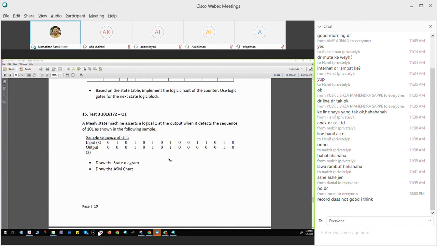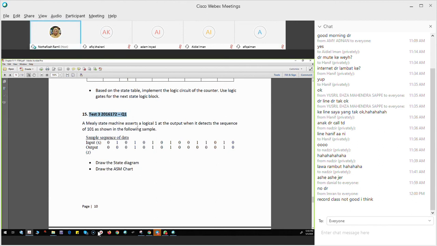This is another one. Now, the mini machine that has a logical one and output. This is test 3. Don't complain. Previously, we had 3 tests and we take the 2 best. But this time we don't do 3 tests, we just have 2 tests. But this is a question that comes on test 3.